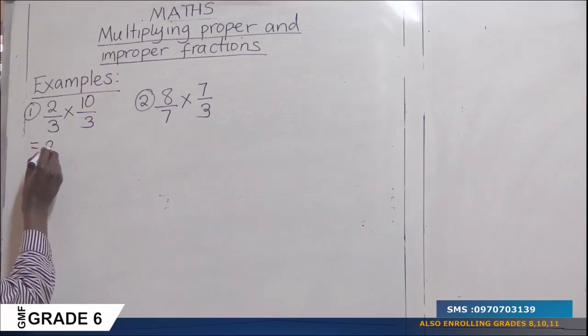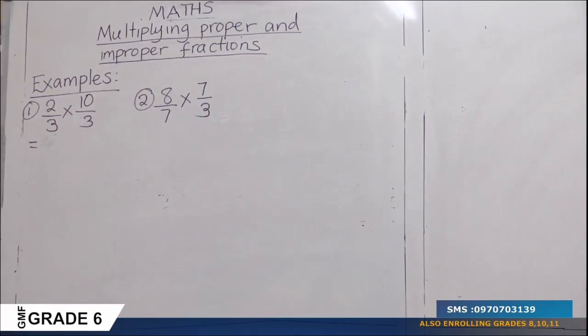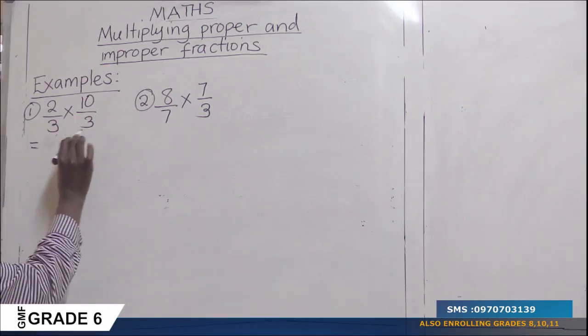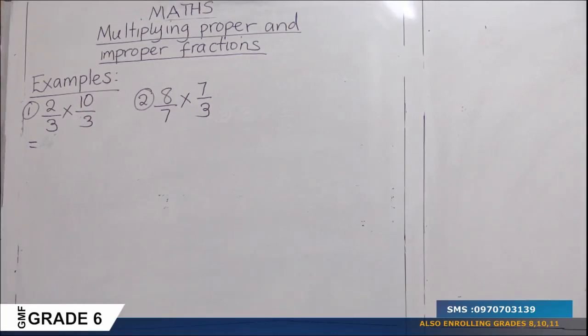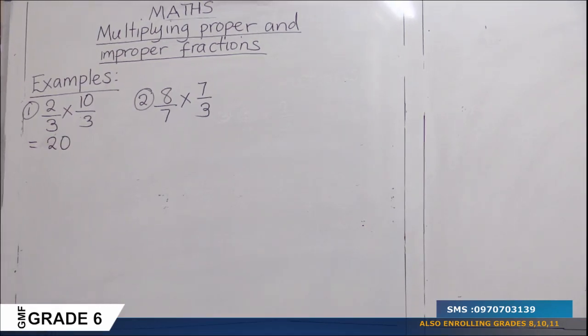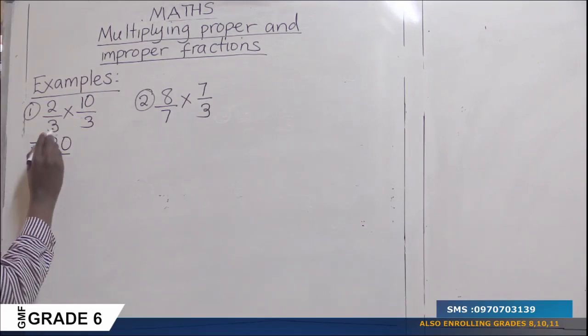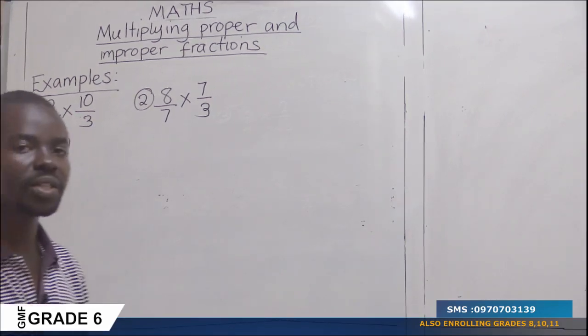So there we have 2 over 3 times 10 over 3. How do we find it? You can multiply the numerators on their own and the denominators on their own. 2 times 10, the answer is 20. What is 3 times 3, boys and girls? 3 times 3, the answer is 9.